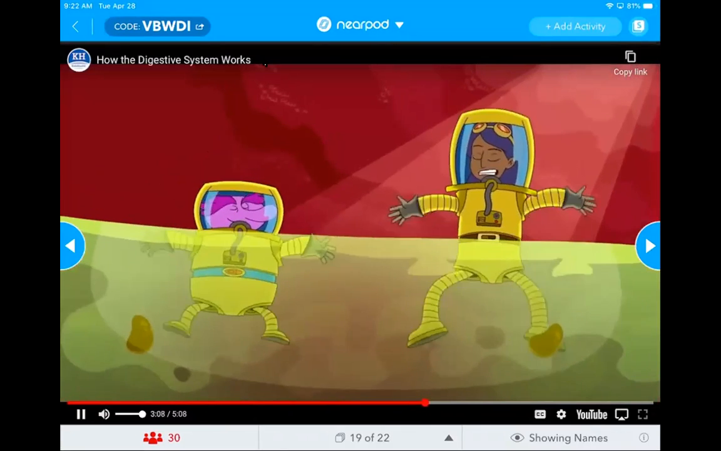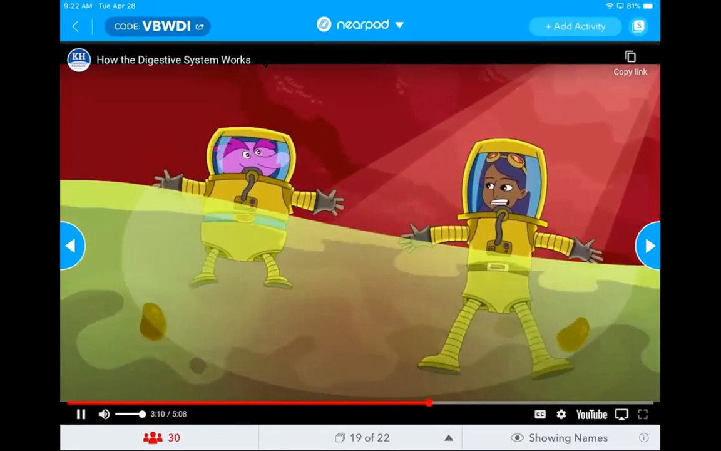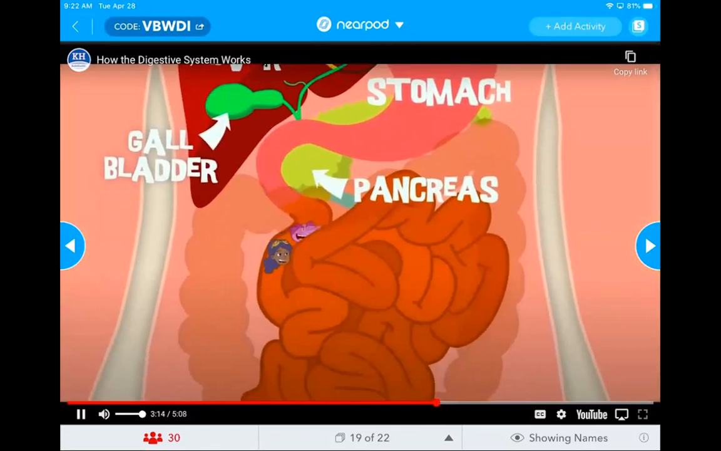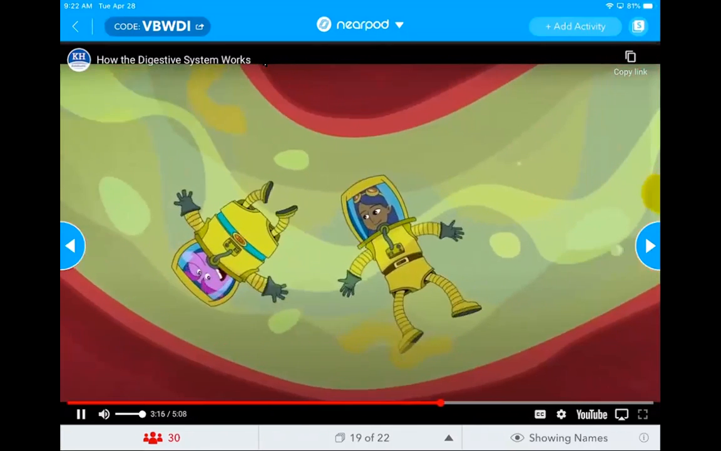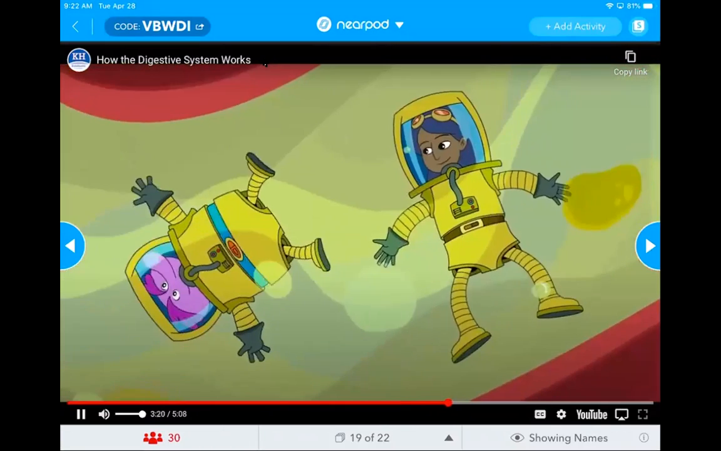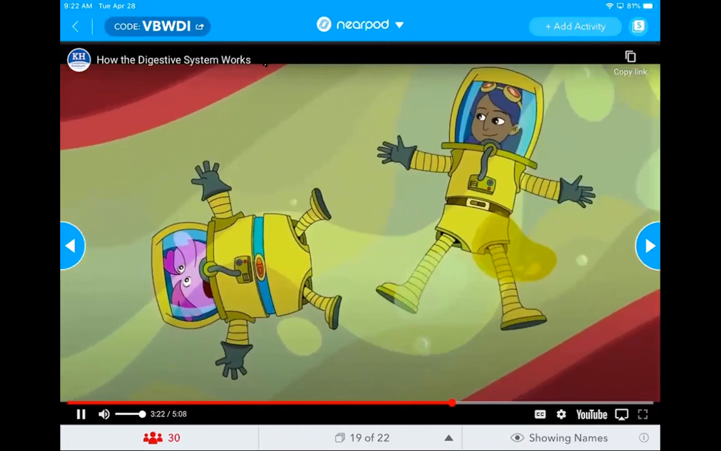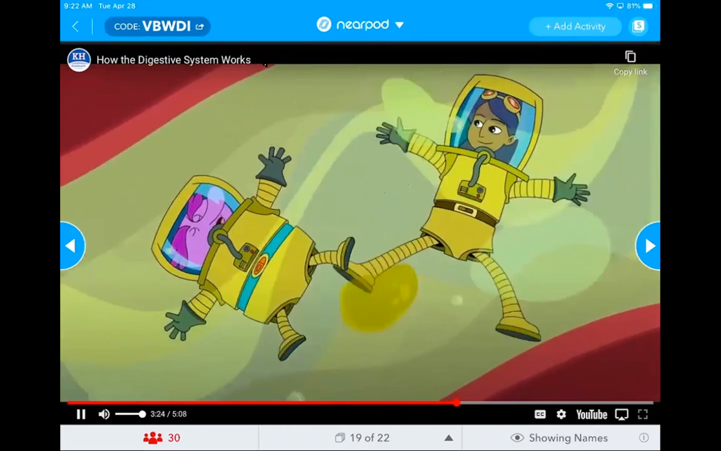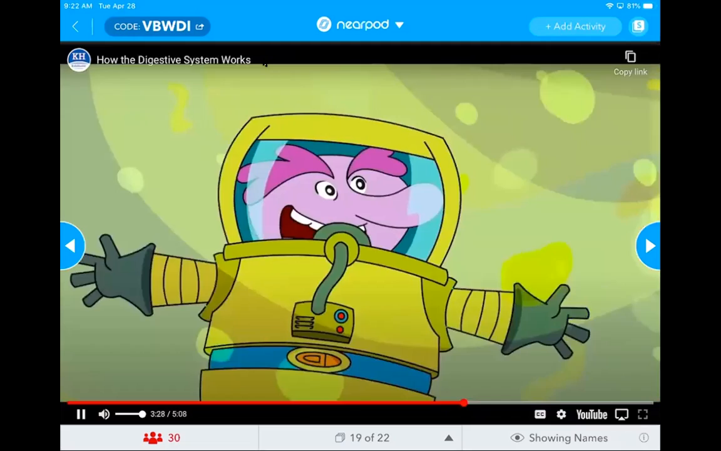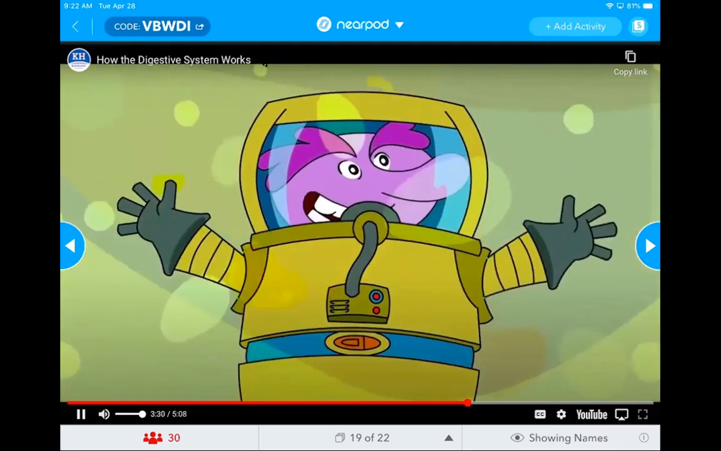I think it's time to move on to the small intestine. Here we are. The first part of the small intestine is called the duodenum, and it's where liquefied food goes next. Duodenum, duodenum, duodenum. There are more digestive juices found here, like bile.